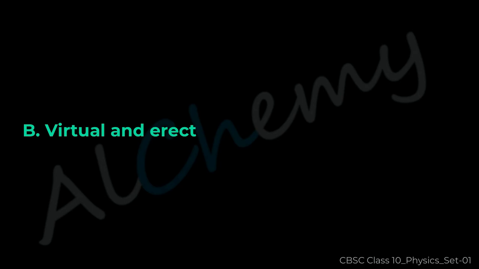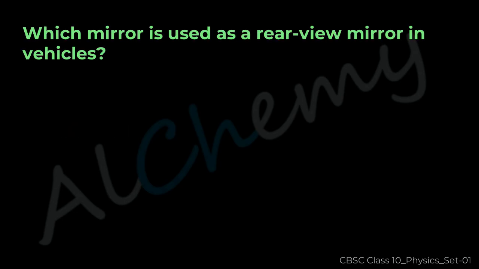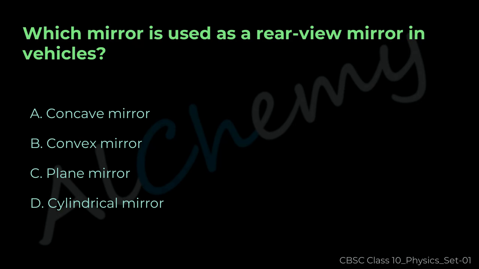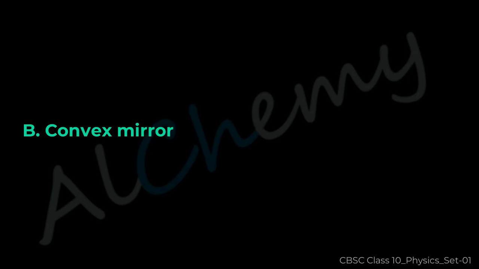Virtual and erect. Question 10. Which mirror is used as a rearview mirror in vehicles? A. Concave mirror. B. Convex mirror. C. Plane mirror. D. Cylindrical mirror. The correct answer is B.